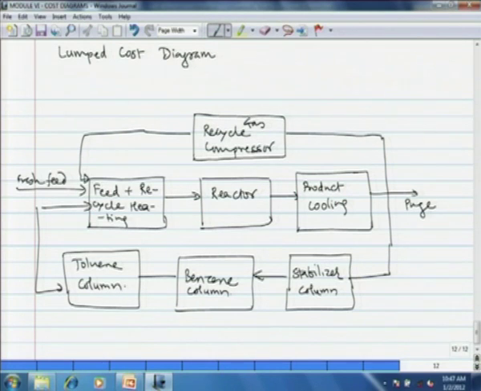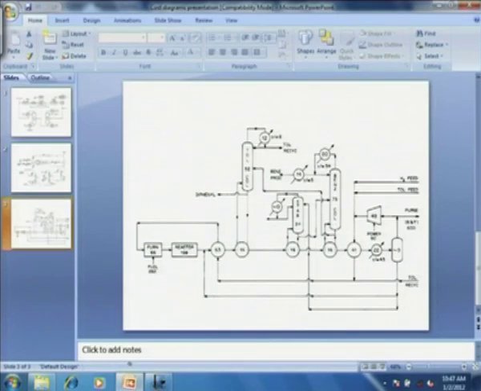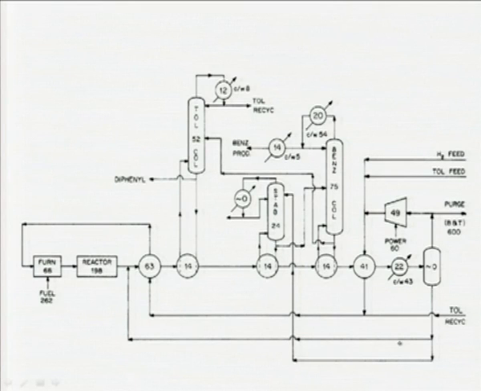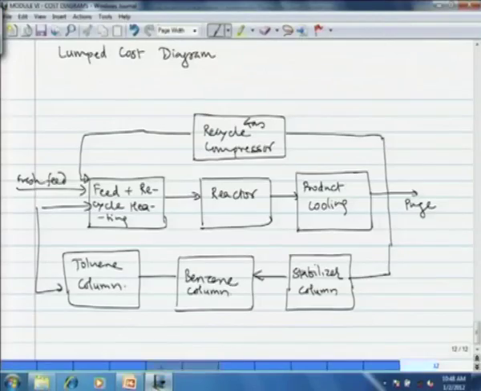Now let us gather the cost associated with each of these operations. For the reactor, if you go to the main flow sheet, we see that the annualized cost of the reactor is $198,000. So that we attach here, $198,000.